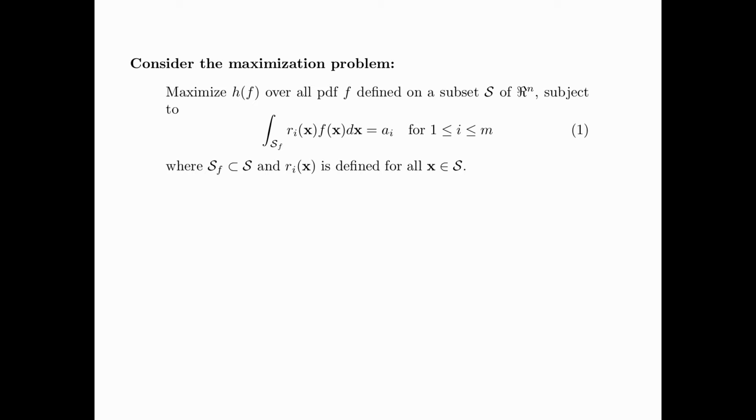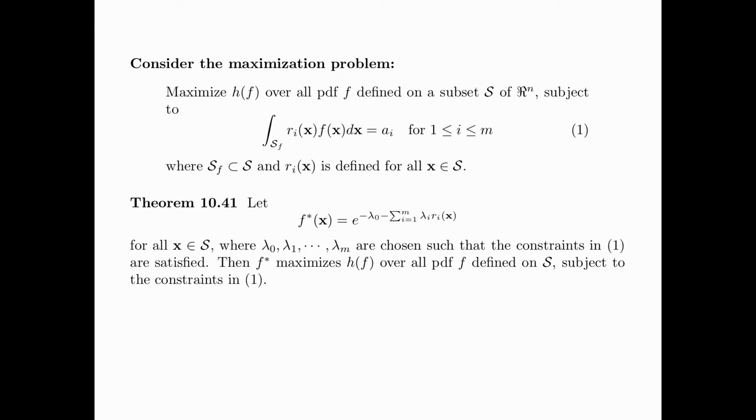Note that the integral in equation 1 is simply the expectation of the random variable R_i(X) with respect to the distribution f. Theorem 10.41 is the continuous version of Theorem 2.50. It says that the differential entropy is maximized by f*(x), which has the form e^(-λ0 - Σ_{i=1}^m λ_i R_i(x)), where λ0, λ1, up to λm are chosen such that the constraints in equation 1 are satisfied.